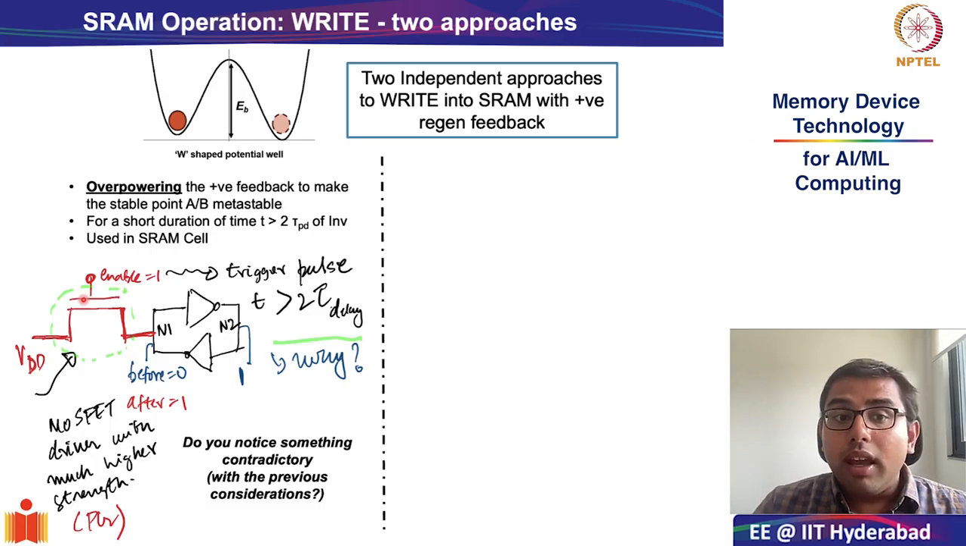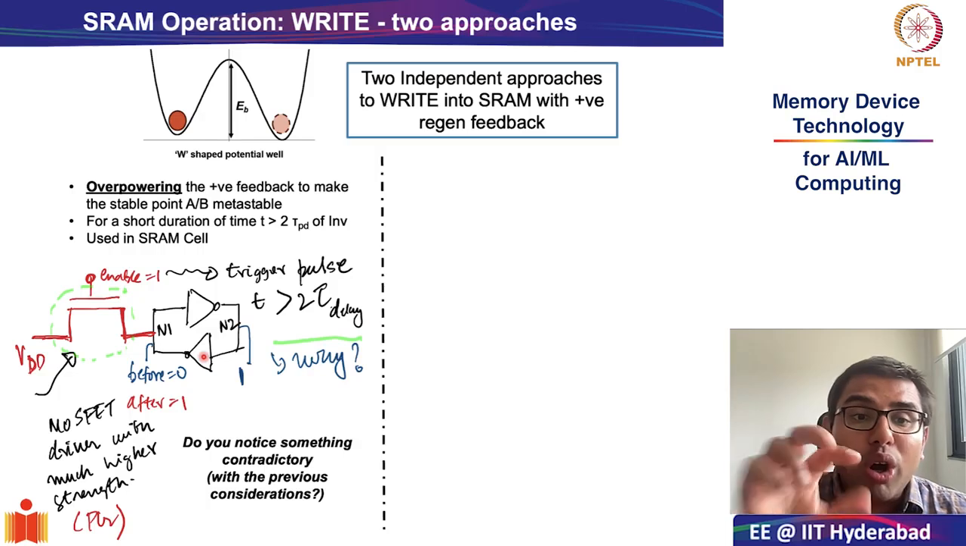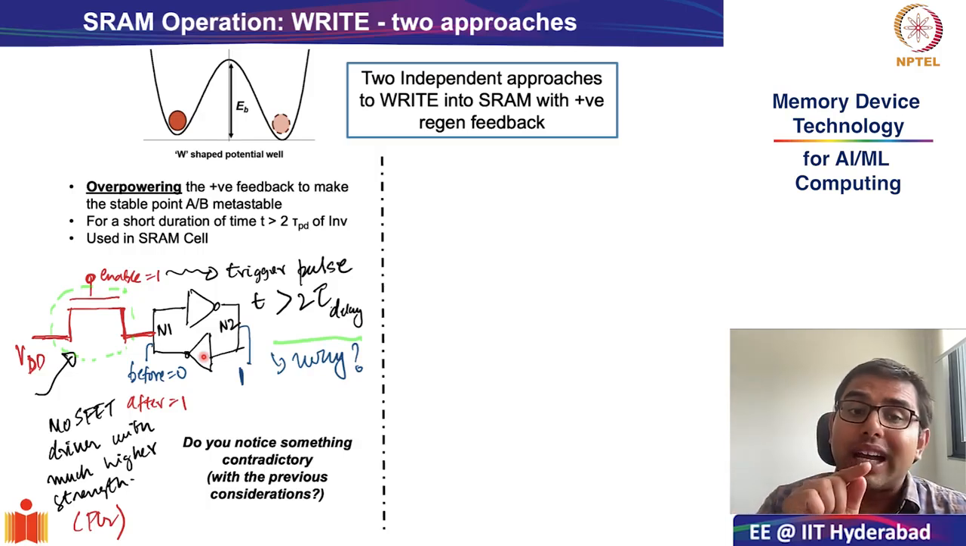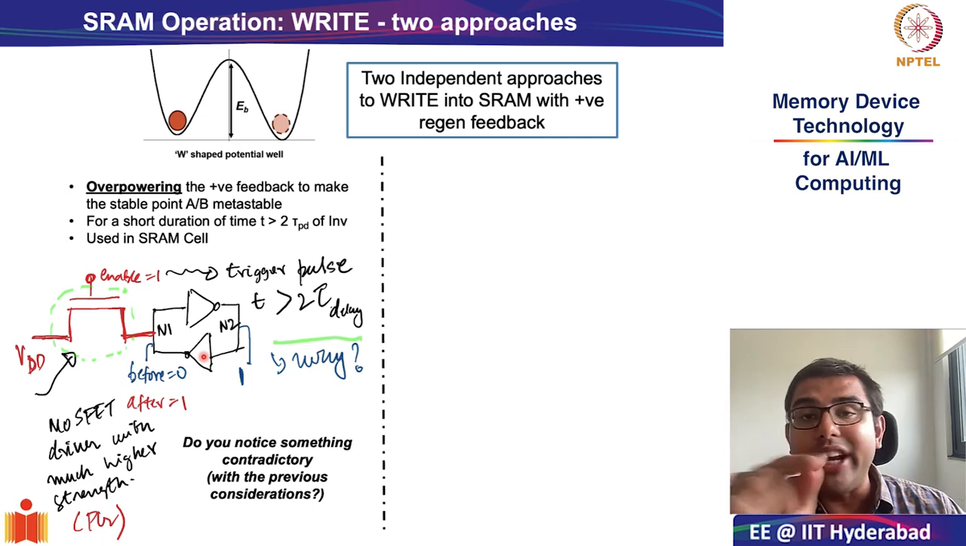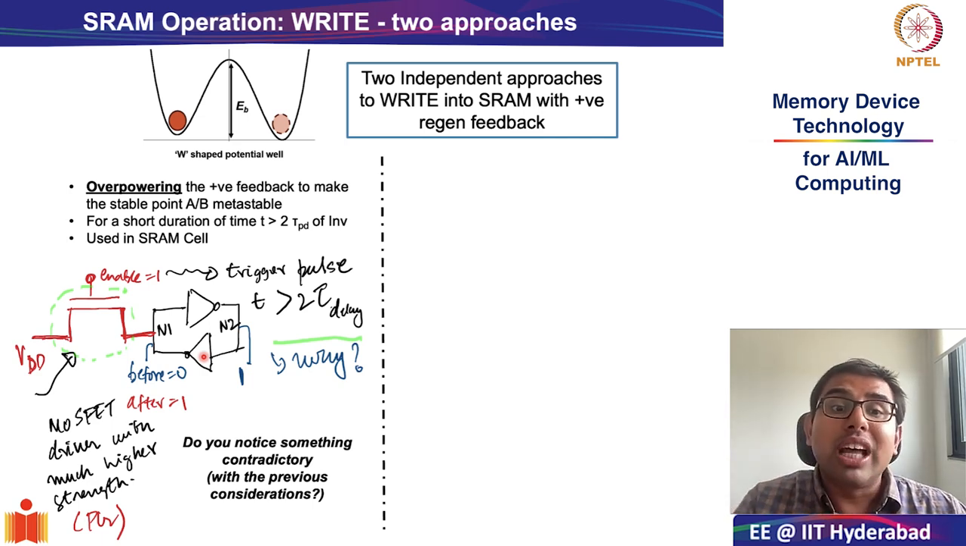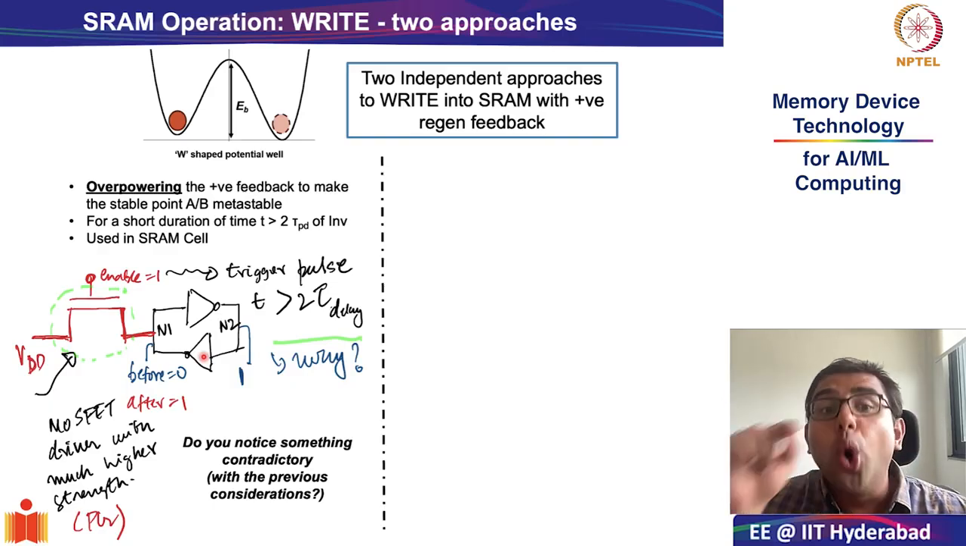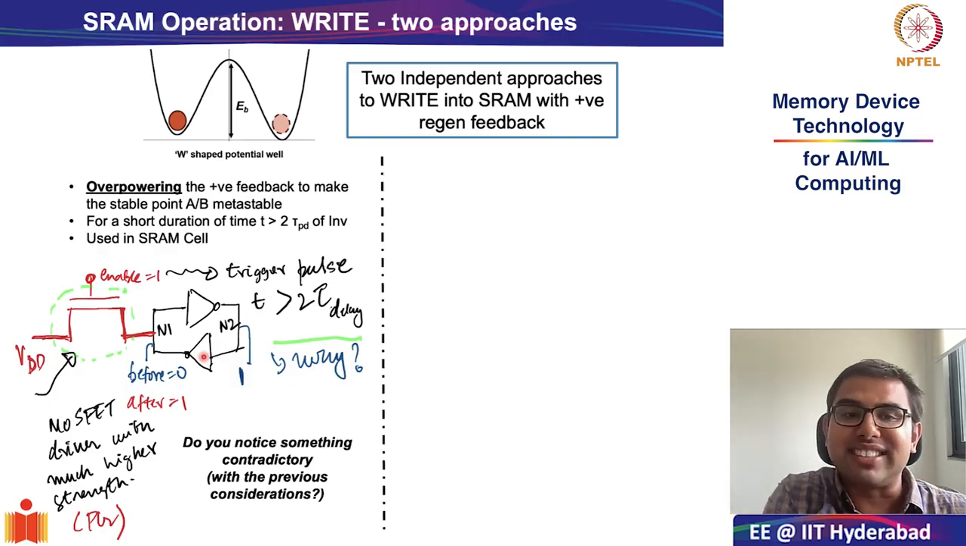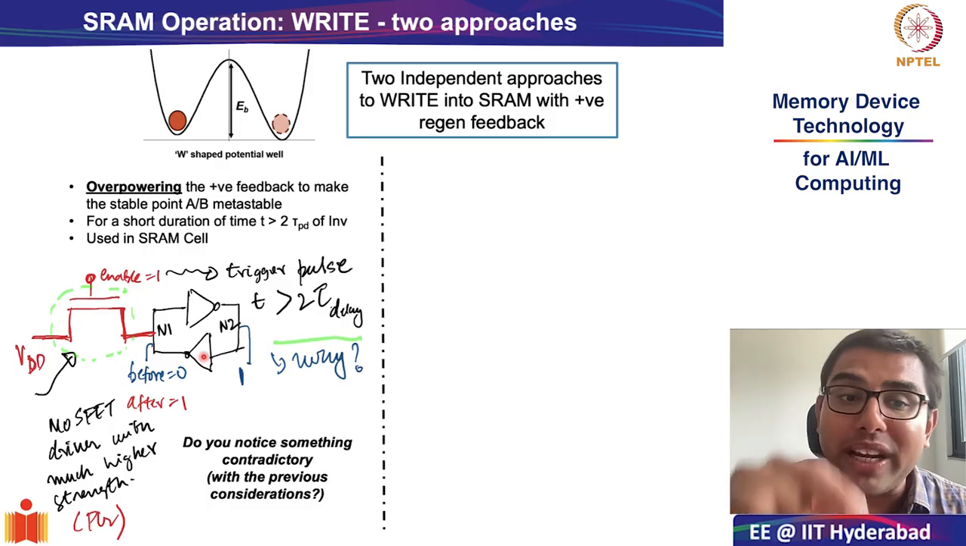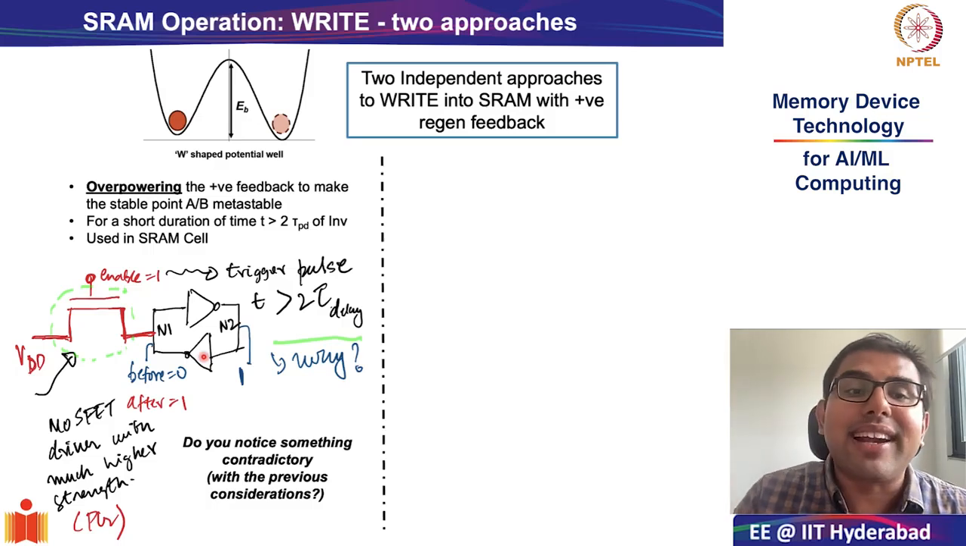cycle, the condition was that the pass gate transistor should be much weaker than the pull down transistor, which formed the heart of your cross-coupled inverter, right? That was the consideration when we were doing the read operation, and that was the cell ratio. Remember, the pass gate transistor strength should be lower compared to the pull down transistor. But now for write operation, we are suggesting exactly the opposite.